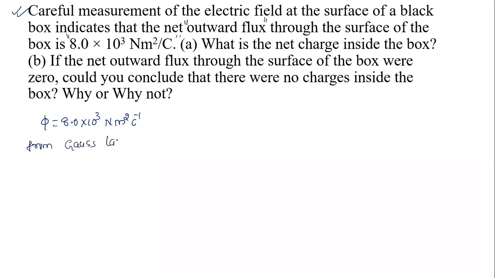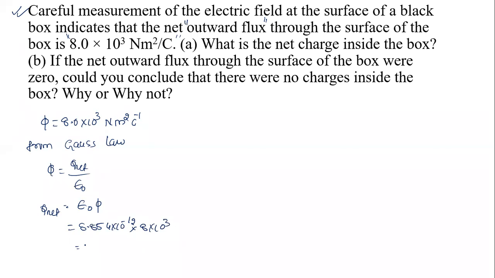From Gauss's law, we know net flux is equal to net charge divided by epsilon naught. So we want net charge is equal to epsilon naught multiplied by net flux. Epsilon naught is 8.854 into 10 power minus 12, and the flux given is 8 into 10 power 3. So we need to multiply these terms now.